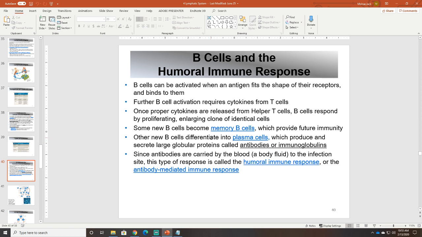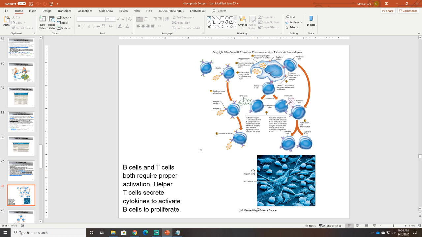Other new B cells will differentiate into plasma cells, and plasma cells are the ones that release tons of antibodies into the bloodstream when we see an antigen. Okay. Since antibodies are carried by the blood, which is a body fluid, to the infection site, this response is called the humoral response or the antibody-mediated immune response. Okay, so it's mediated by the humors, specifically blood. So we call it the humoral immune response. It's also mediated by antibodies, so we could say the antibody-mediated immune response.